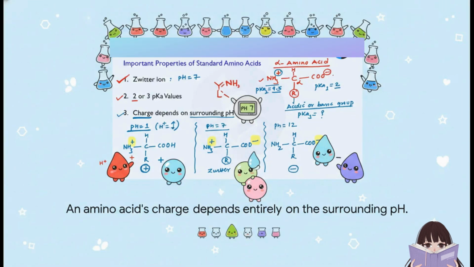And this image here does a great job of showing how that charge totally depends on the environment. Just look at what happens when the pH changes. If you stick it in a really acidic solution, the amino acid grabs a proton and becomes positively charged. Put it in a basic solution, and it loses a proton, becoming negatively charged. And right there in the middle, around neutral pH, that's our zwitterion, with both charges perfectly balanced.